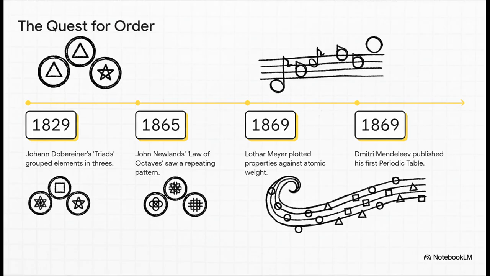Then came Newlands, and he had this cool musical idea. He noticed that properties seem to repeat every 8th element, just like the notes in our Indian music, Sa, re, ga, ma, pa, da, ni. He called it the Law of Octaves. It was a beautiful idea for sure, but it kind of fell apart as more elements were discovered. Good tries, but the main hero of our story was yet to arrive.